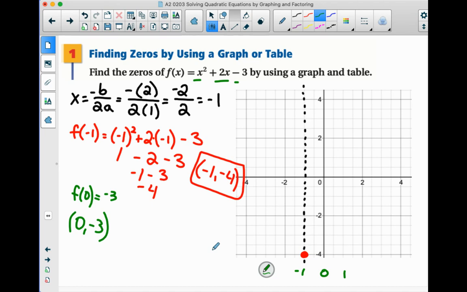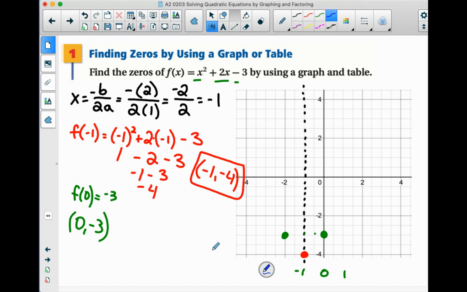Let's see, which is down here. Now check this out. That is 1 space away from our axis of symmetry, where it's one whole number from 0 to negative 1. So we can reflect that to the other side. There we go. We've got our shape.